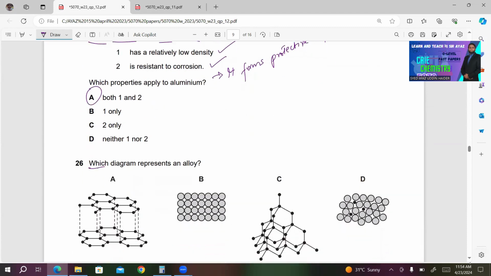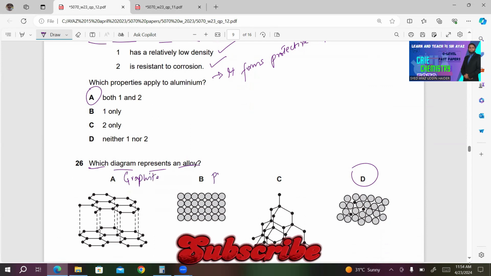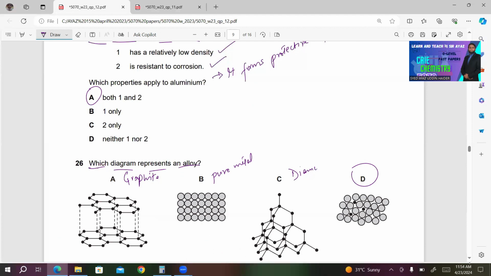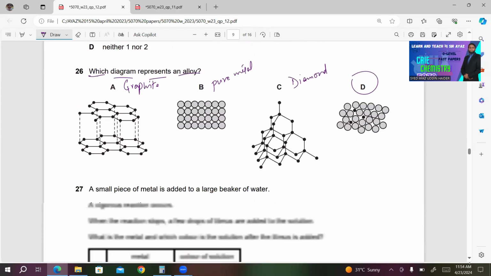Which diagram represents an alloy? An alloy is a mixture of metals. It must have different size metal atoms mixed together. So in this case, D must be the right answer. A is a structure for graphite. B is a structure for pure metal. And C is the structure for diamond. So D must be the right answer for 26.